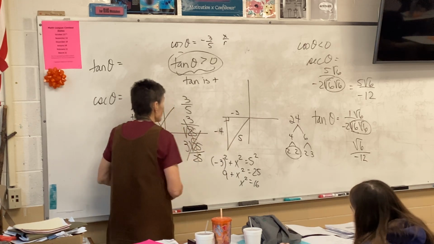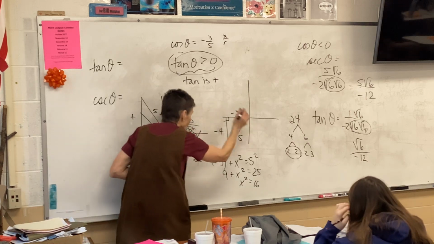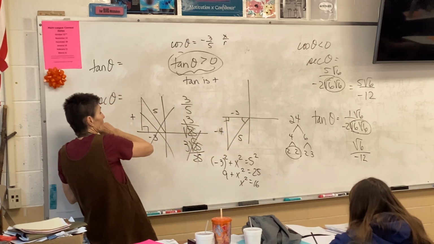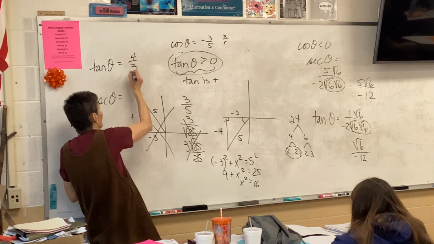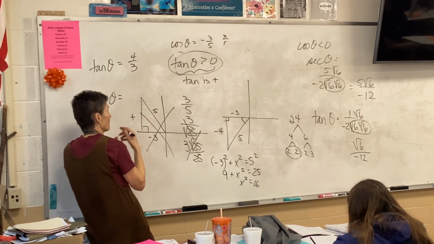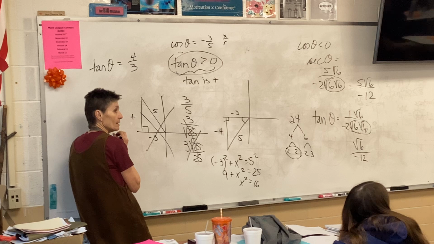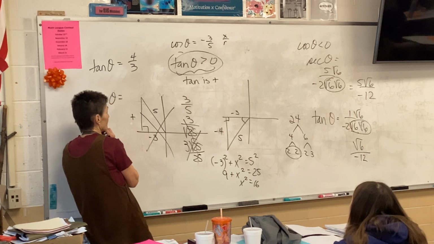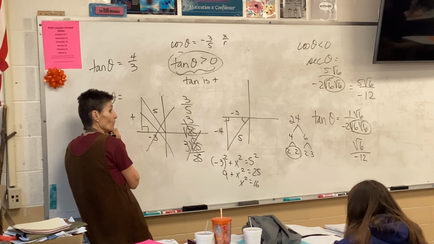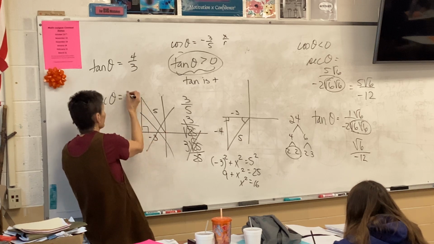Okay, here's my picture. What's the tangent? Look at your picture, here's your angle. What's my tangent? 4 over 3. What's my cosecant? R over y, or hypotenuse over opposite, so that will be negative 5/4.